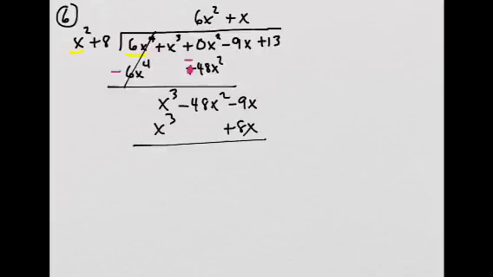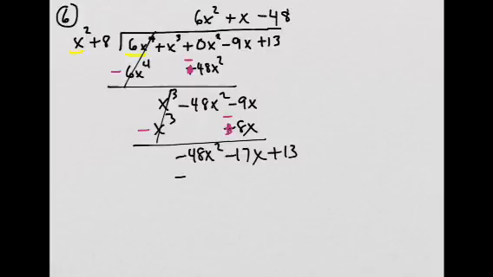Okay, so then you get x cubed plus 8x. We're going to subtract, so we're adding the opposite. So this is a negative now. Combine like terms, so this is 0. Negative 48x squared. Negative 9 and negative 8 is negative 17x. Bring down the 13. And then you ask yourself again, what do you need to multiply the x squared by in order to get negative 48x squared? So the answer to that is negative 48.